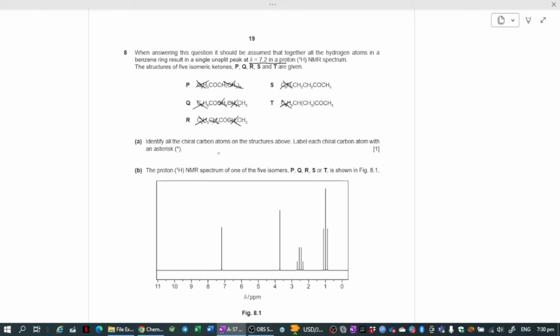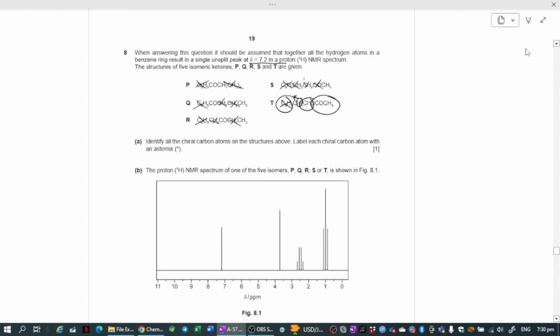We can't consider this. Likewise, this is bonded to 2 hydrogens, not bonded to 4 groups. So the only answer is T has to have the chiral carbon, and actually the chiral carbon is right here. It's bonded to the C6H5 group, a proton, a CH3 group, and then this. Right? So that's your chiral carbon.